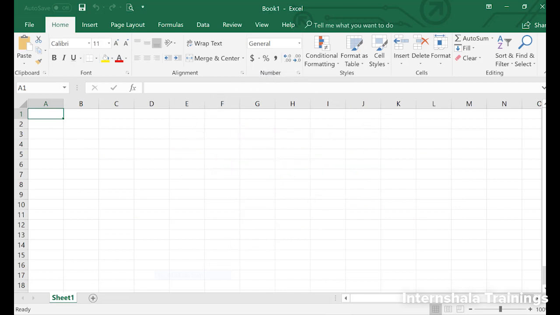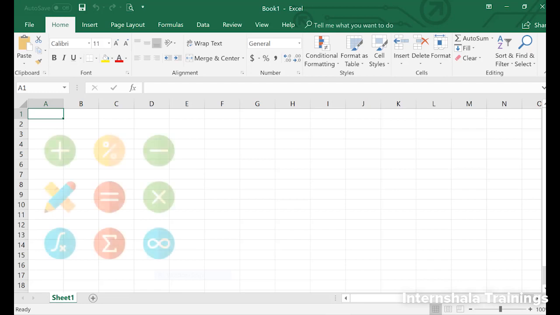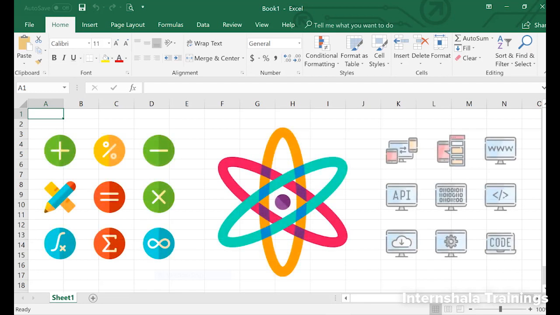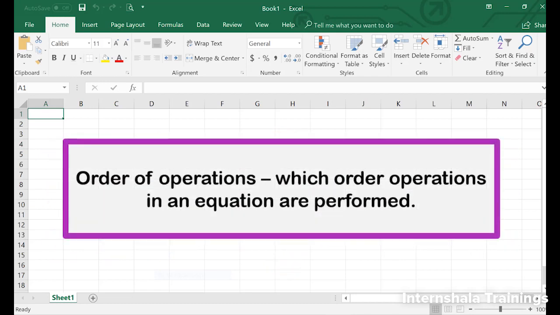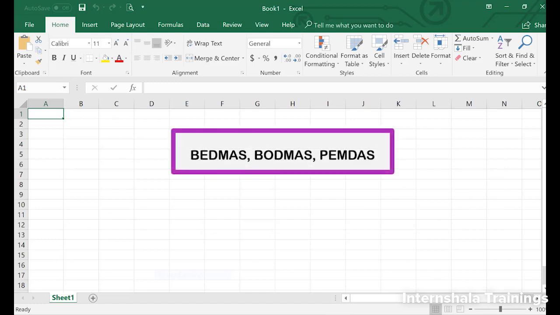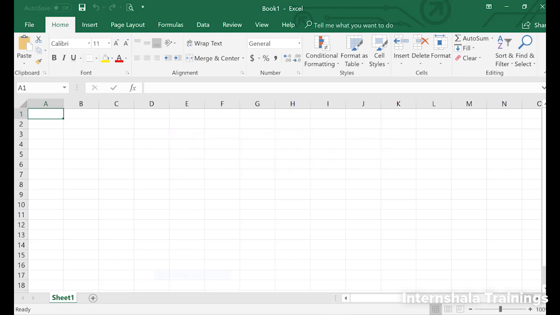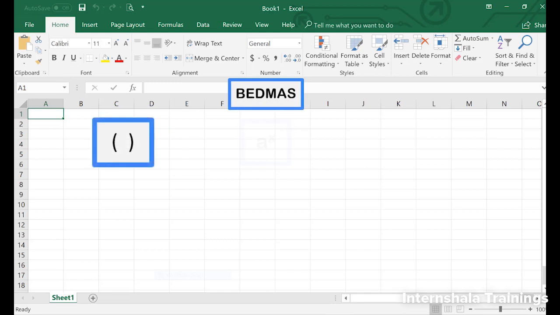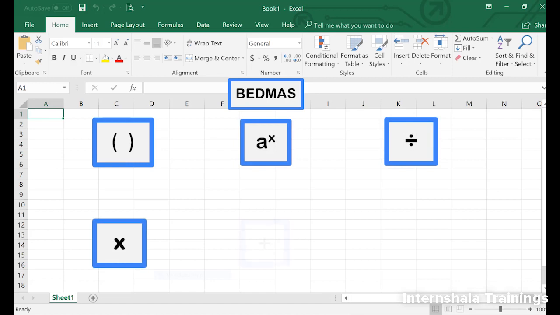The order of operations is a set of rules used in maths, science, technology, and most programming languages. It tells us the order in which operations in an equation should be performed. You might remember it as the acronym BEDMAS, or even BODMAS or PEMDAS, but they all mean the same thing. BEDMAS represents brackets, exponents, division, multiplication, addition, and subtraction.